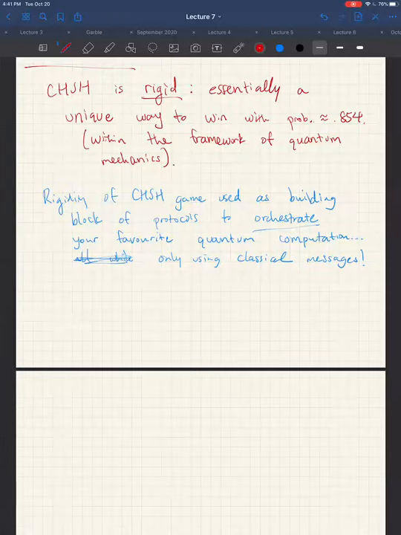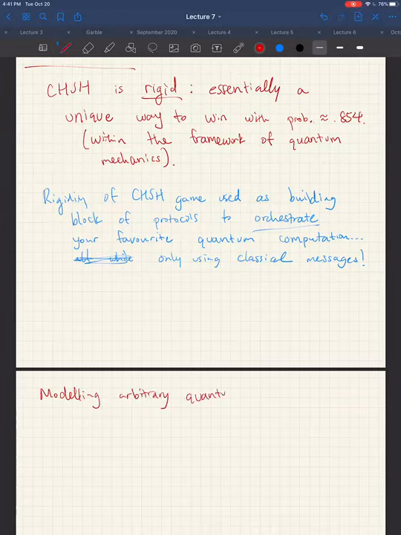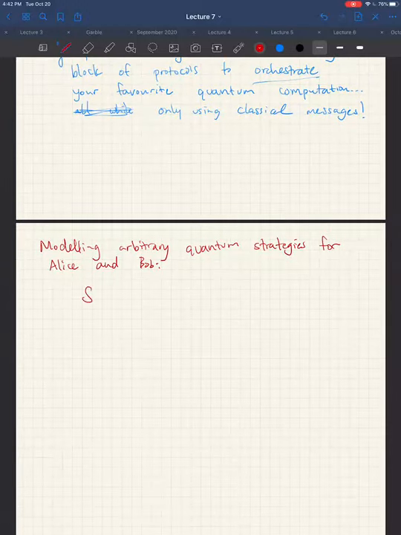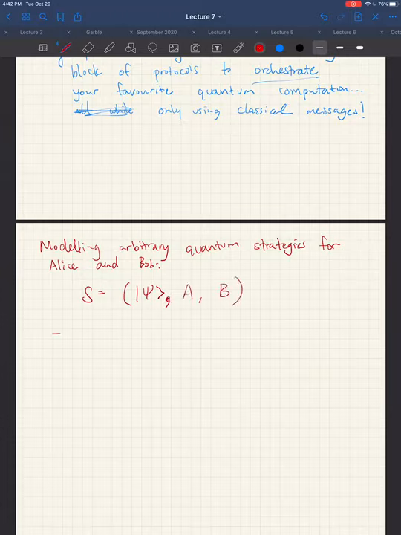So let's just start all the way at the beginning. There's Alice and Bob in front of you, and you just know that they're described using quantum mechanics. So we have to have a way of modeling arbitrary quantum strategies. Right, so what's a strategy? Well, we can abstractly define it. It's a triple. So, you have to say what state they're using between Alice and Bob, and their choices of measurements, right?